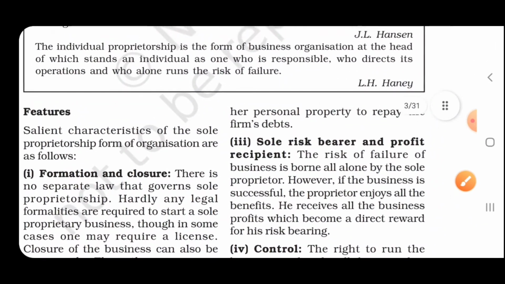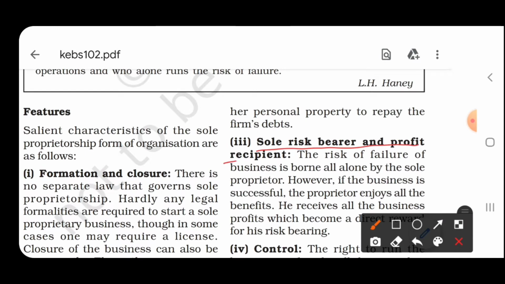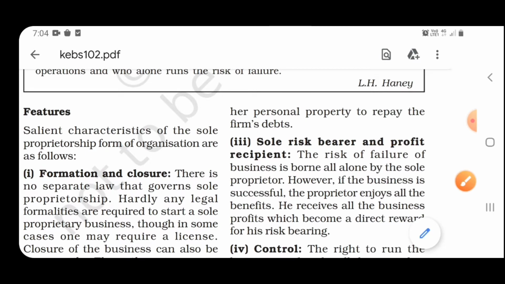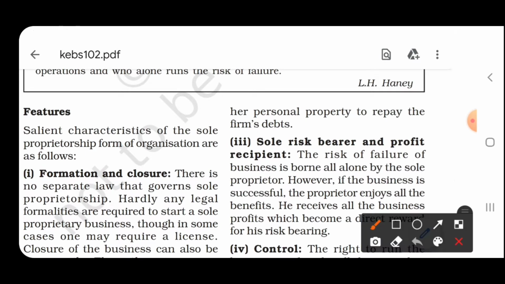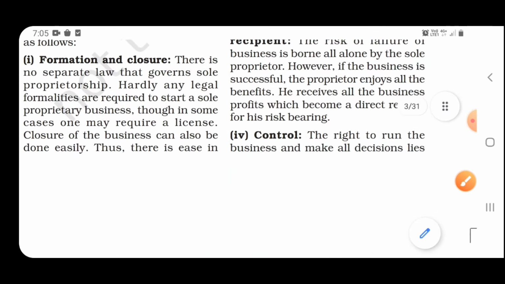The third one is sole risk bearer and profit recipient, that is, the risk of failure of business is borne alone by the proprietor. If risk arises or if profit arises, it is borne by the proprietor itself. So he is the risk bearer and he is the profit recipient, both will be the person alone.